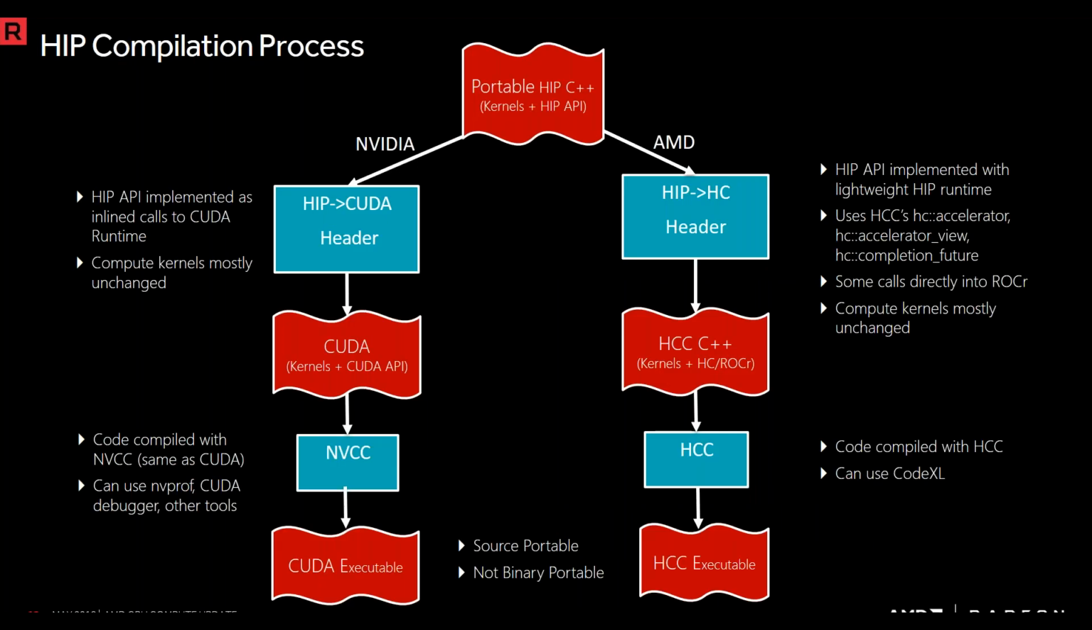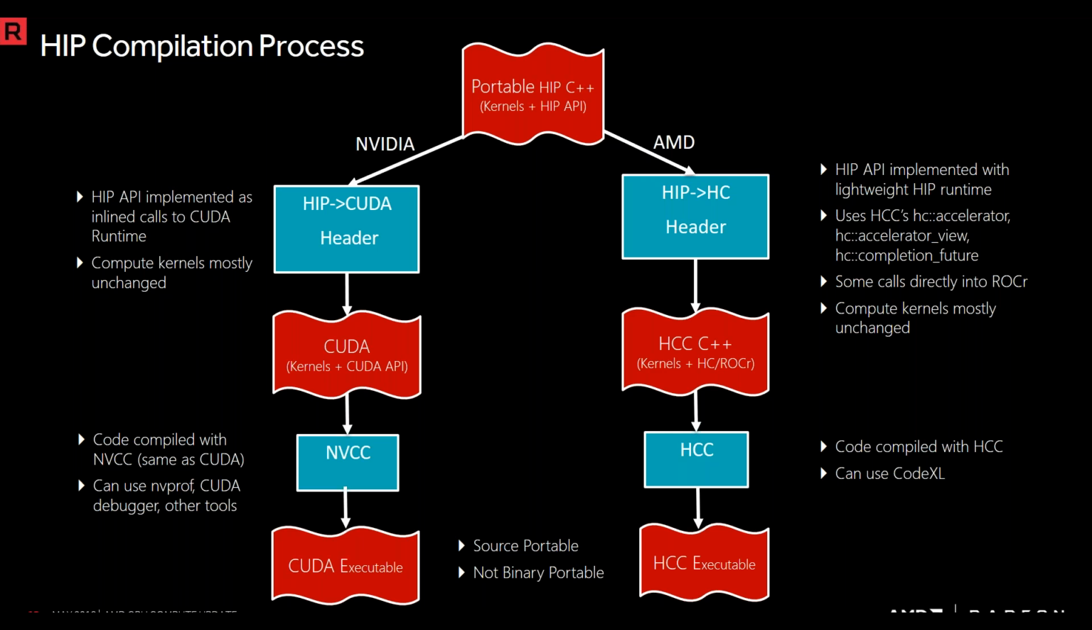Now, how do you run it on NVIDIA and how do you run it on AMD GPU? On the NVIDIA case, you just have to include a HIP to CUDA header file that converts the HIP APIs to the CUDA runtime, as you can probably guess. And compute kernels are mostly unchanged because it's the same CUDA code. It just runs as it is, kernels plus CUDA APIs. And you use NVCC, which is the native NVIDIA compiler, and it converts into a CUDA executable, which can be launched on the NVIDIA GPU.